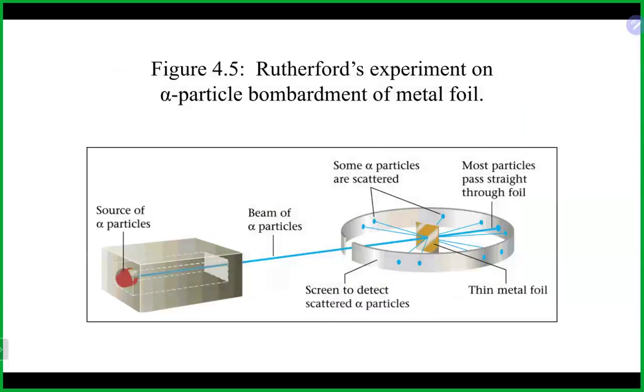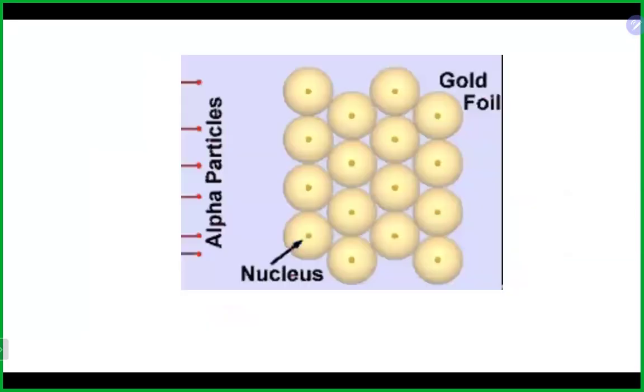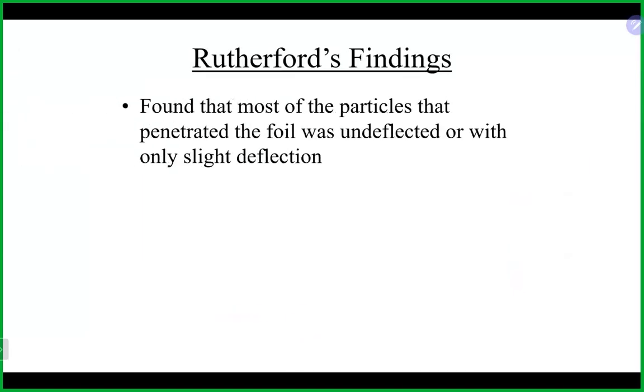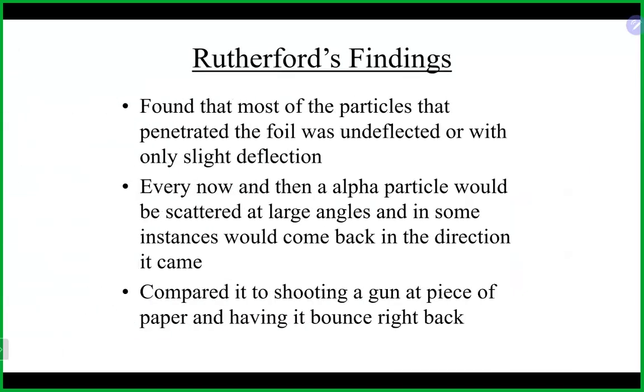So as we saw in that animation, most of them had no problem, which meant they didn't really run into anything. So instead of the atom being filled with all this positive charge all over, the idea was perhaps there's nothing really there. It's kind of empty space. But what accounts for all these bouncing off at really large angles is that they had to hit something very densely positively charged. So they found that most of them were undeflected, as was talked about in the video. And they compared it to shooting a gun at a piece of paper and the bullet coming back.